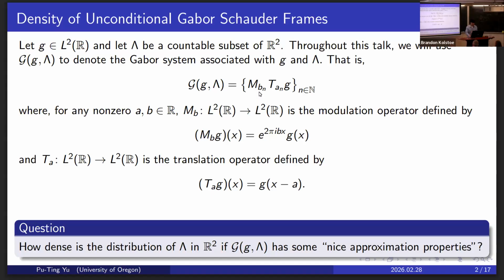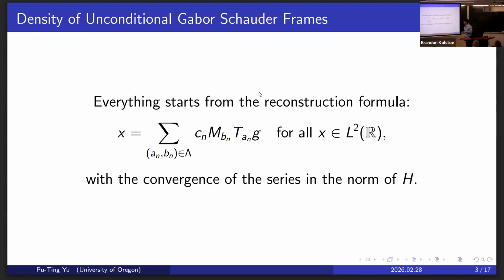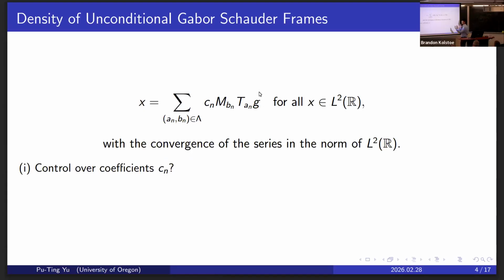To me, a nice approximation property must be established on the following formula, the so-called reconstruction formula. We say a Gabor system satisfies the reconstruction formula if every x in L2(R) can be written as the summation of some coefficients c_n times M_{b_n} T_{a_n} g, with the convergence of the series in the norm of L2(R). But this is far from being a good approximation property, right? Because at first, we don't even have any control over the coefficients.